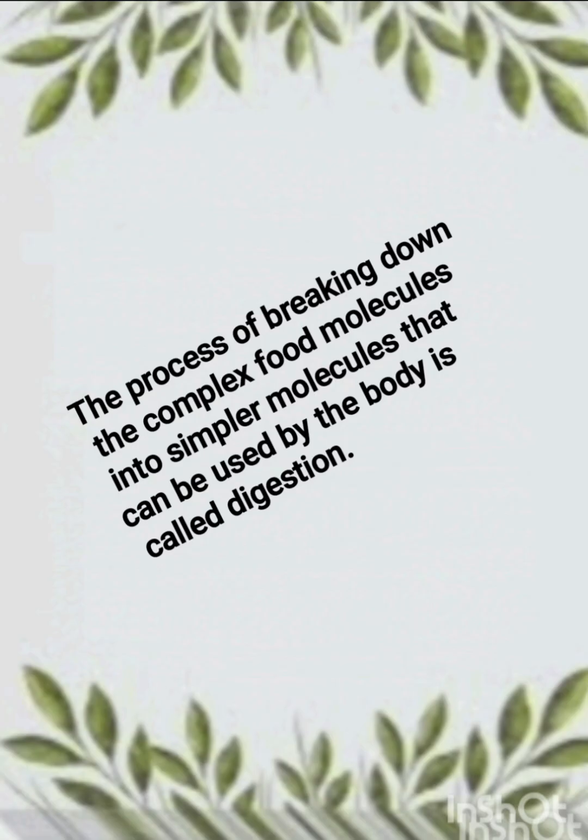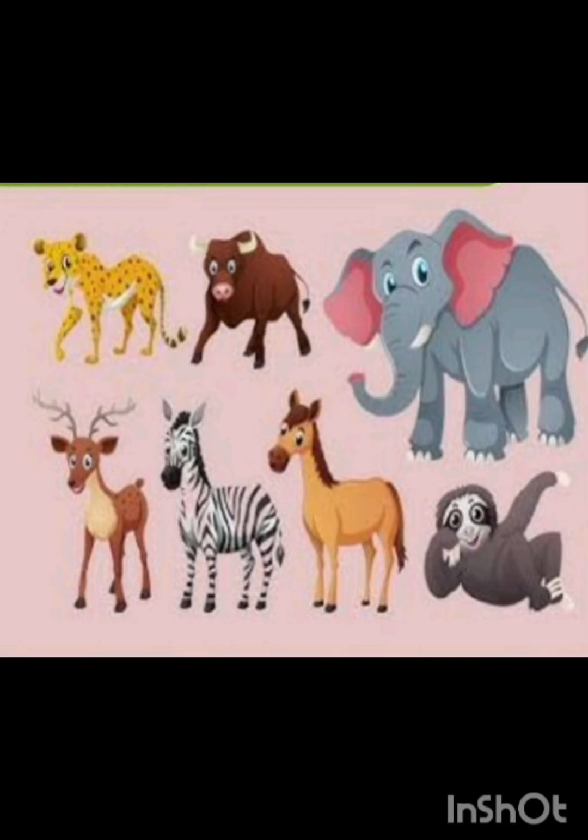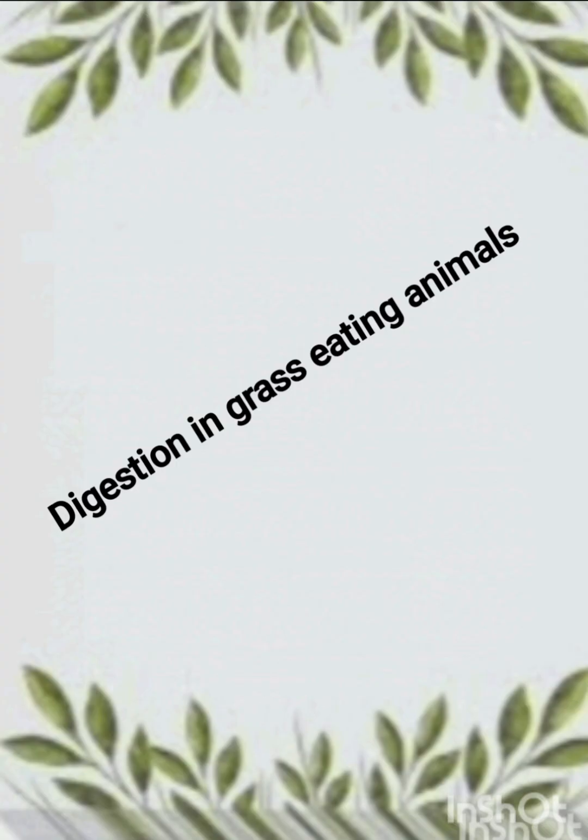The process of breaking down the complex food molecules into simpler molecules that can be used by the body is called digestion. Different animals have different digestive systems according to the food they take in and how they take it in. Let's learn about digestion in grass-eating animals.